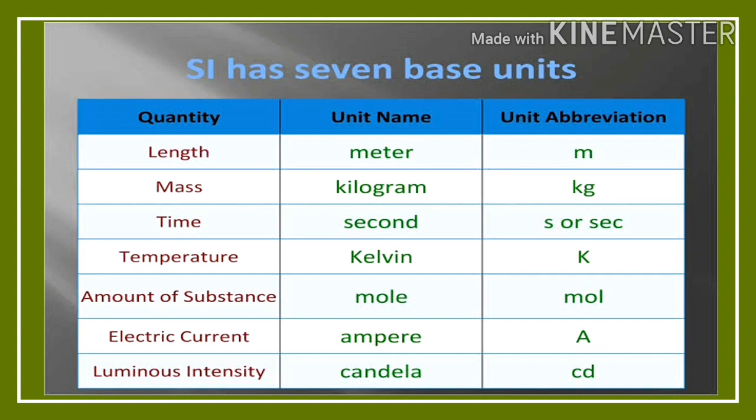What are the 7 base units of SI system? Very good. Length, mass, time, temperature, amount of substance, electric current, and luminous intensity. Length is measured in meter, mass is measured in kilogram, time is measured in second, temperature is measured in Kelvin, amount of substance unit is mole, electric current unit is ampere, luminous intensity unit is candela.